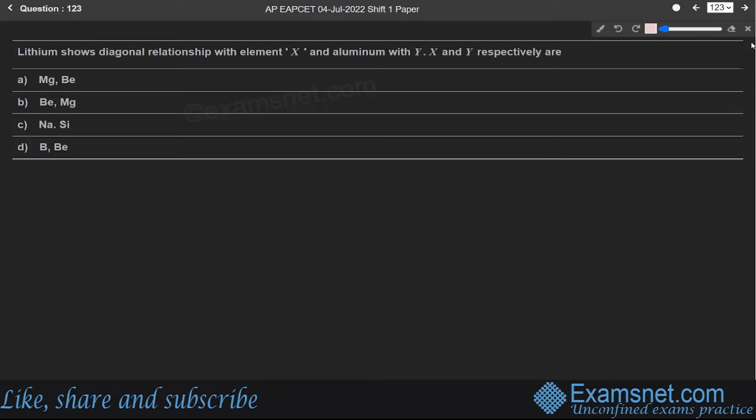So this question we are talking about is 123, and the question states that lithium shows diagonal relationship with element X and aluminium with Y. So X and Y respectively are... This question belongs to the S block chapter, and you can even find this in NCERT page number 2, because this is from the in-text, and this is a very basic question.